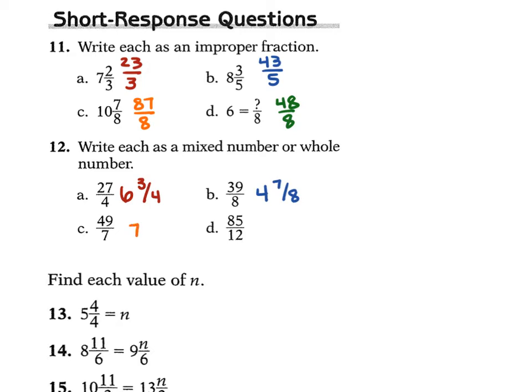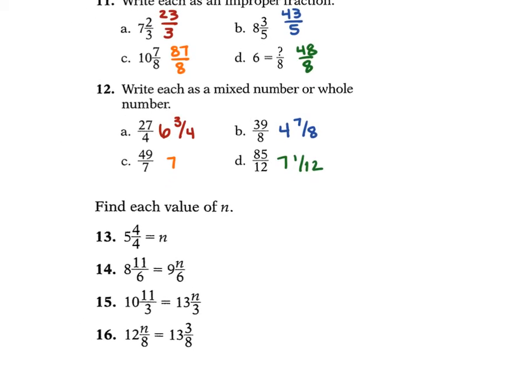D, we have 85 over 12. So if we divide the 85 by 12, we get 7. 7 times 12 gives us 84. So that would give us 1 left over. So that's just 7 and 1/12. For 13 through 16, we're finding the value of n. So for 13, we have 5 and 4 over 4. So this is the same thing as 5 plus 1, which is 6. For 14, we have 8 and 11/6. Well, 11 over 6 is the same thing as 1 and 5/6. So that's 9 and 5/6.